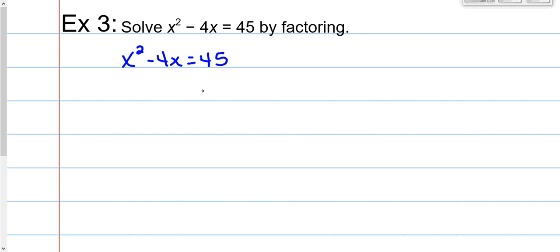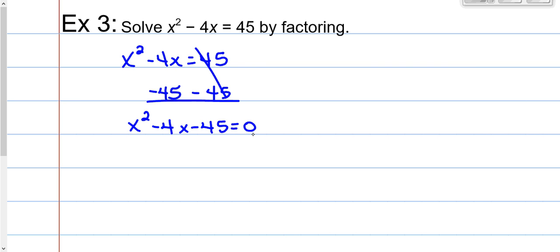We have to get everything on one side. So we are going to subtract 45 from both sides. On the right, that's going to cancel, and we have x squared minus 4x minus 45 equals 0. Then we can go ahead and go about our factoring.